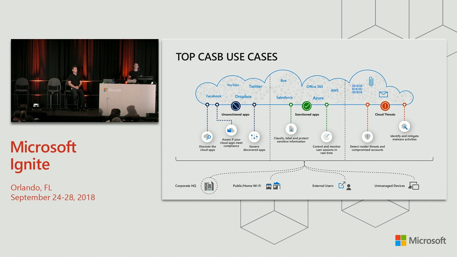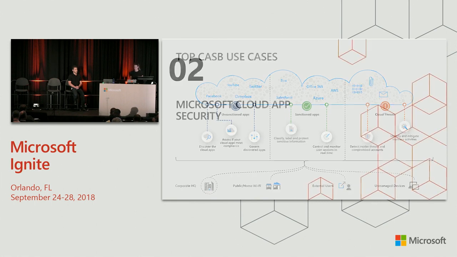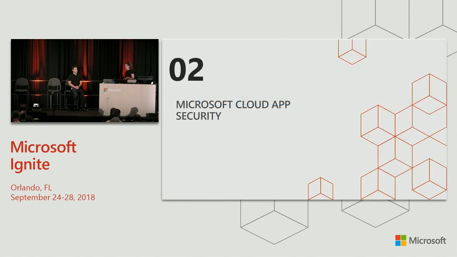We can help you detect insider threats, so if you have compromised identities or users that are trying to do things that you really don't want them to do, as well as identifying and helping you mitigate ransomware activities or the bigger malware activities, which we know is a growing market. And if you had a chance to be in the general session yesterday, $1 million is lost every day by organizations because of cyber threats. So this is really key and something that we cover with Cloud App Security.